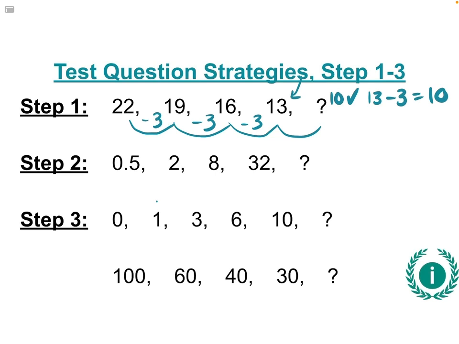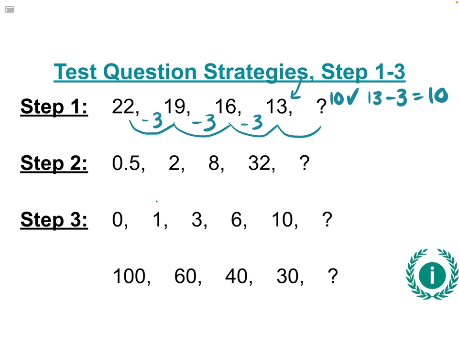Let's try an example that doesn't have an arithmetic pattern. Let's say we applied step 1 to this example here. Taking this difference, we would have a difference of plus 1.5, then a difference of plus 6, and then plus 24. There is no discernible pattern between these additions, so we need to try something else. We need to move on to step 2 of our test question strategies, which is looking for geometric changes.